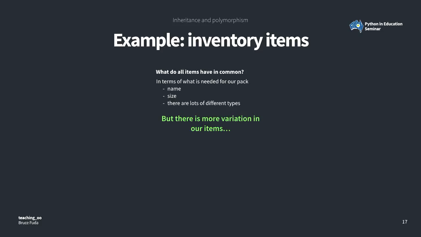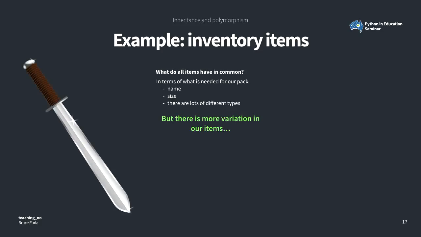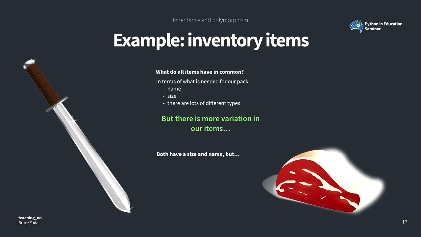Now, there's more variation in items than there are in packs, right? For example, these both have a size and a name, but we swing that and we eat that. And you definitely wouldn't do it the other way around. I mean, you could swing a steak, but it's probably not going to be very menacing, right? And some people swallow swords, but I don't think you'd count that as eating.